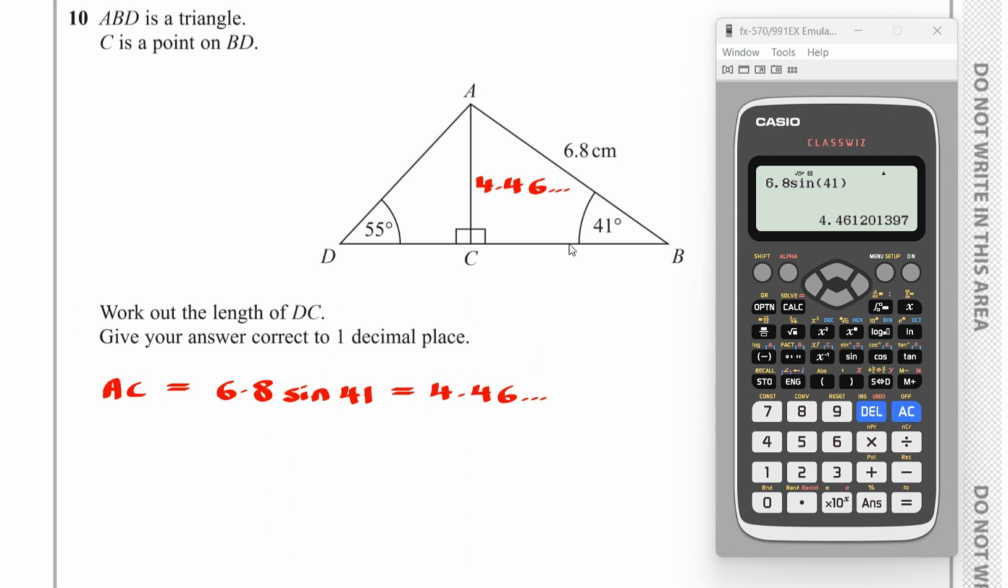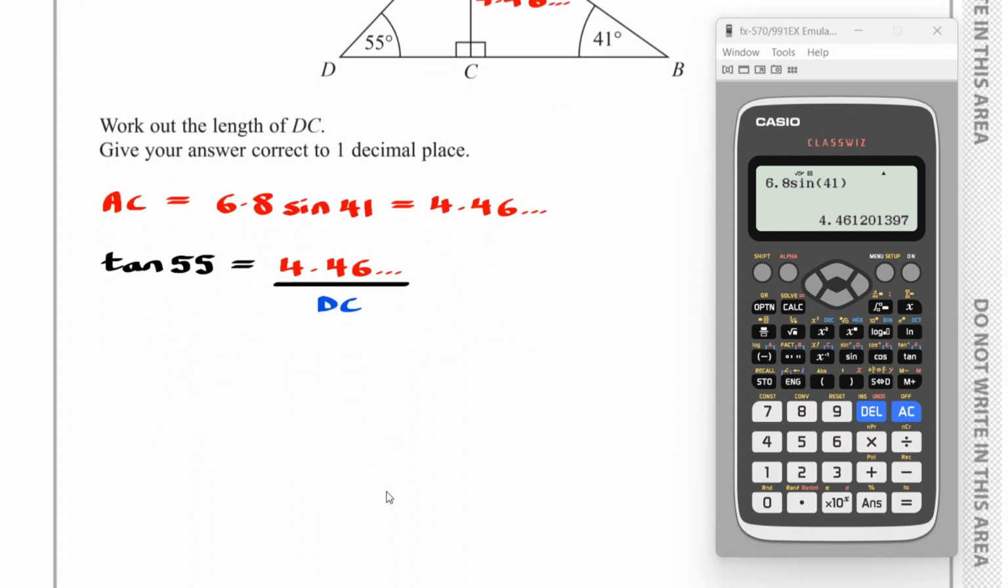We'll leave that here. Now that I know what this length is, I need to find out what DC is. So I've got the adjacent and the opposite, so I need to use tan. So I've got the tan of 55 equals opposite, 4.46, etc., divided by DC, the adjacent. So I need to find out what DC is. I can do that by doing the 4.46, etc., divided by the tan of 55. So I get 3.1 to one decimal place.